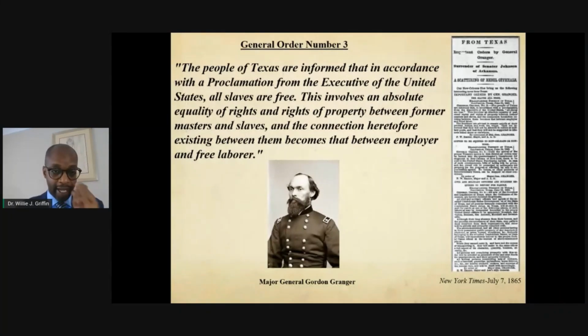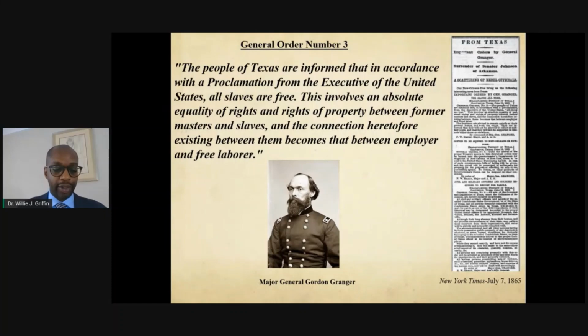On that summer day in Galveston, Texas, a full 2.5 years after the Emancipation Proclamation was issued, and it was 4 months after the 13th Amendment and 2 months after General Robert E. Lee surrendered at Appomattox, Major General Gordon Granger, commander of the U.S. Army Department of Texas, delivered the news to perhaps the very last enslaved people to learn that they were free.